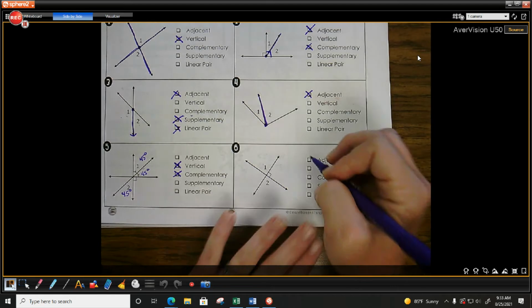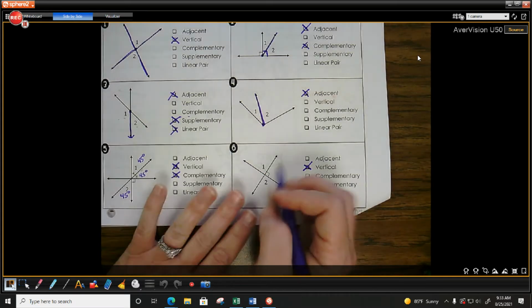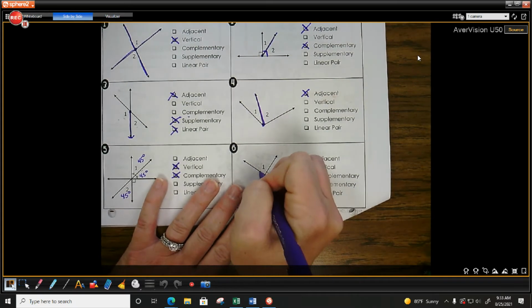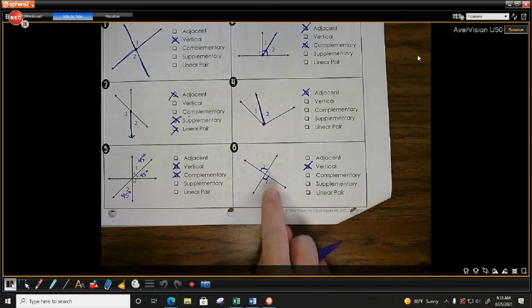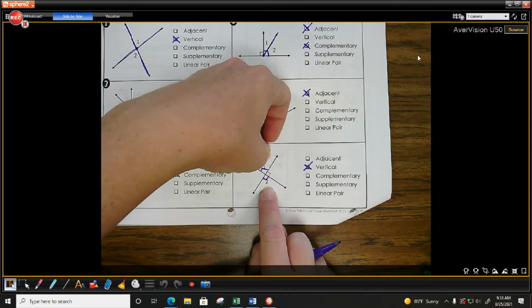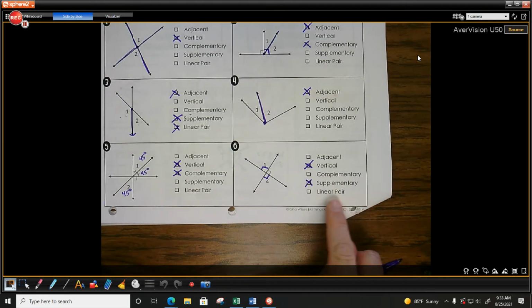Okay, what about number 6? They're vertical. They're supplementary. Because if this is a right angle, this is a right angle. That's a right angle, that's a right angle. So if they're both right angles, that's 90 and 90, which is 180. So that means they are supplementary. If they're supplementary, they can be a linear pair.